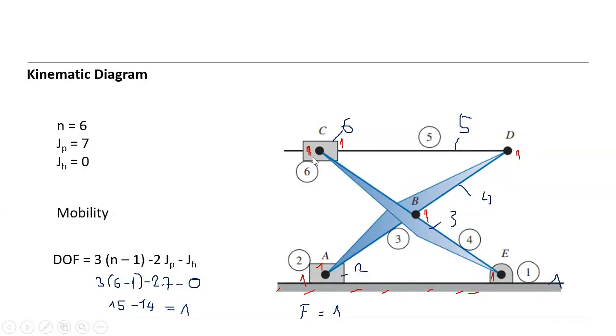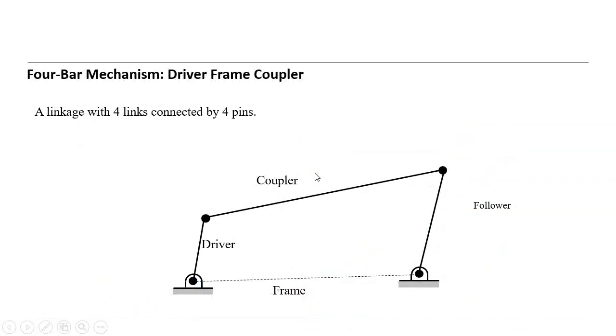So we actually finished this example, the kinematic diagram. We learned what a link is, what a joint is, what a primary joint is, what a higher order joint is, what degree of freedom is, and what the degree of freedom of a mechanism is, and so on. Now let's continue with the 4-bar mechanism.